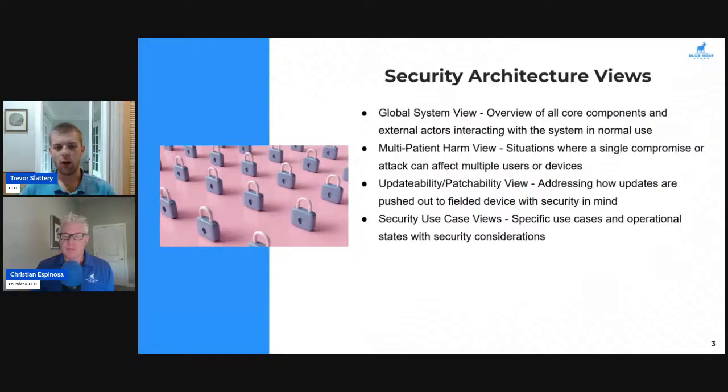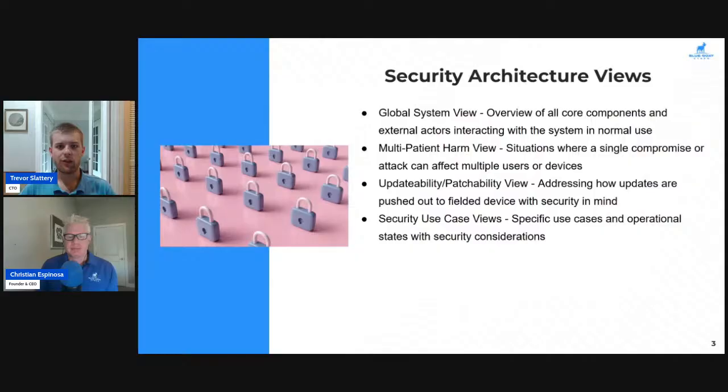So the global system view is an overview of all the core components and, importantly, external actors interacting with the system. External actors can mean a few different things. This could be a user, this could be a third-party integration. Let's say you're hooking into some service for capturing runtime logs in the device. That would be considered an external actor. It's any system, any component, or any user that operates with the device outside of the device itself. Now, while that's very important, we have to make sure that everything in the device is captured to a great level of detail as well. That's going to make up our overall global system view.